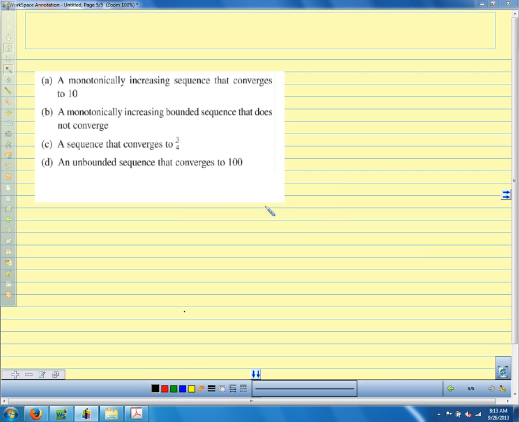Alright, so Max has an idea that my sequence is a sub n equals 10. Would that fit our definition? Wait, what did we say the definition of monotonically increasing was? Think about how we wrote our inequality. Less than or equal. It had a less than or equal to. So every term could equal 10, and it would be monotonically increasing because it'd be non-decreasing, right? So that would be an example of a monotonically increasing sequence that converges to 10. That's probably the easiest one.